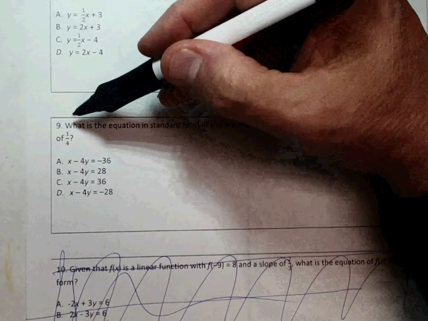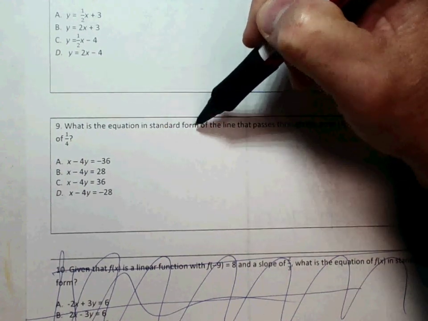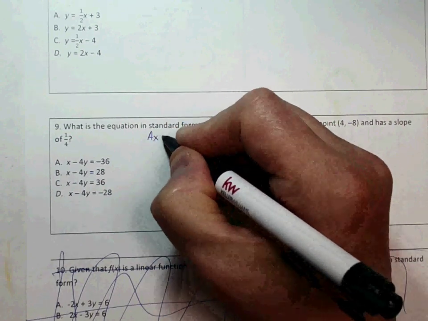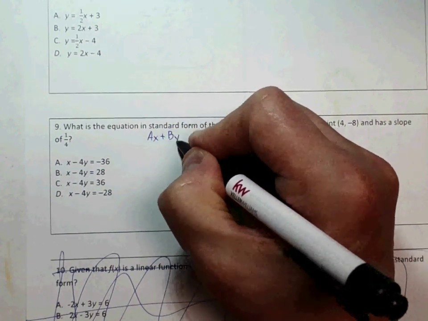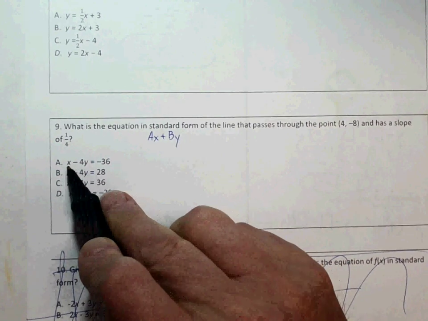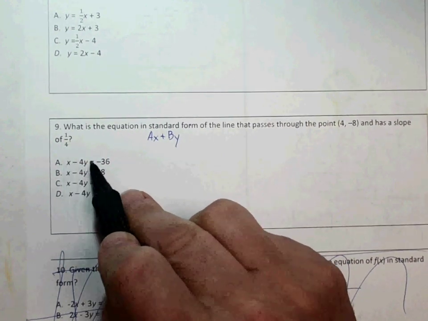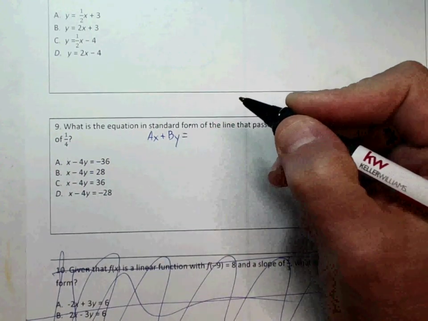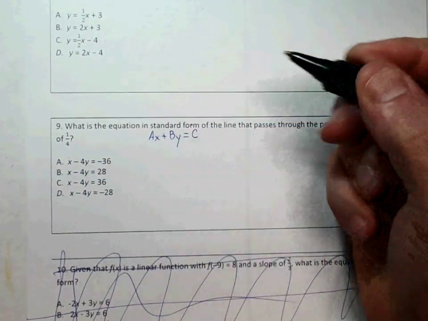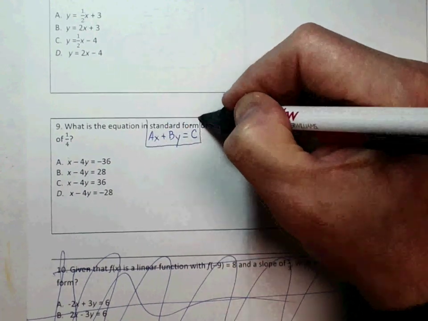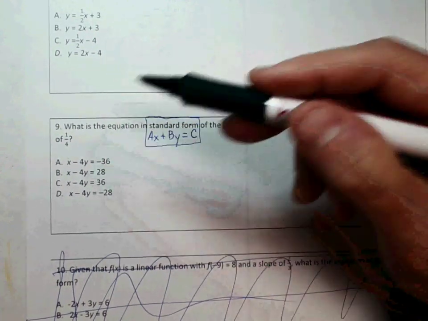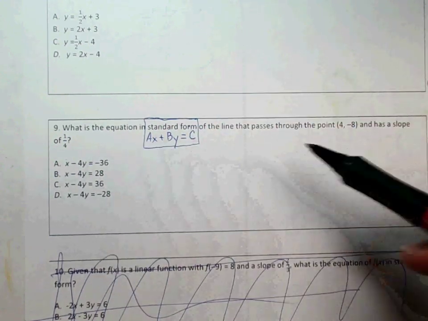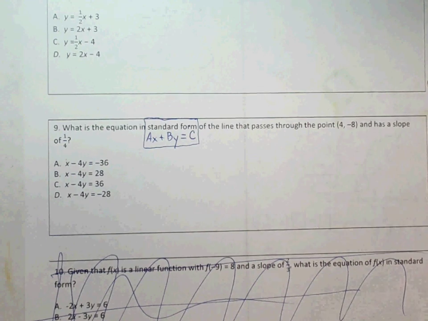All right, so here we go. What's the equation in standard form? Standard form just means that we have the x term and the y term on the same side. If you notice all your answer choices, your x and your y are on the same side. And the thing that doesn't have a variable is by itself on the right. That's what standard form is. With this being multiple choice, you really don't have to worry about that because you're going to have to shuffle the furniture.